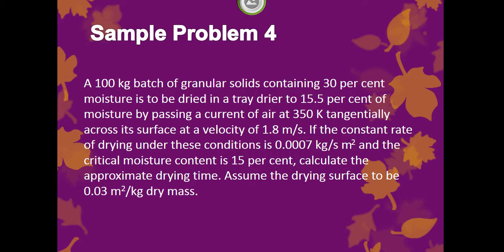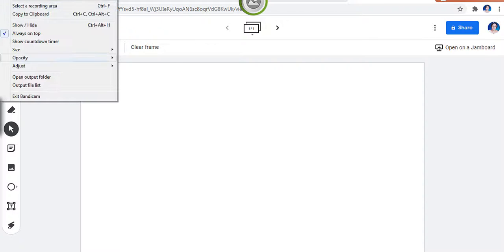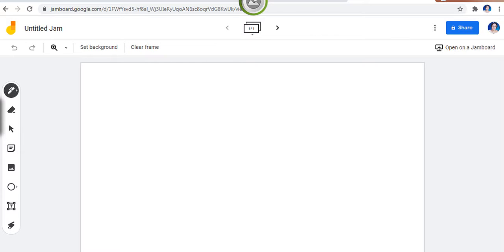Now let's go to our Google Jamboard so that I can show you the process of solving for the drying time for the specific dryer that was shown to you, which is the tray dryer. Okay, so this is now our board, and this is where I'm going to write the given for this particular problem. This is our fourth sample problem. I have already finished giving you the three. For this problem, we will just show our dryer as a block.